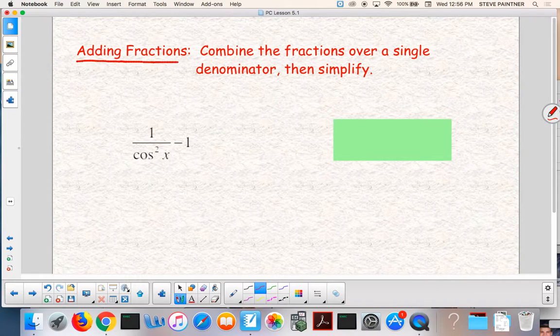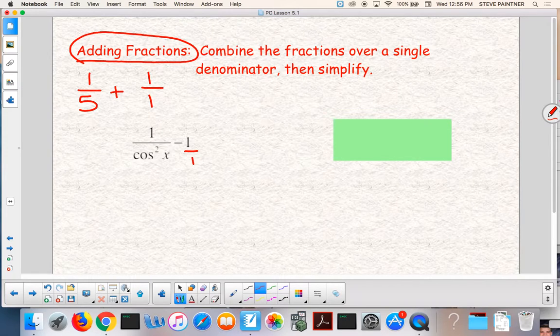Okay, now we've got to do something like this. Add a couple fractions together. Combine the fractions over a single denominator, then simplify. So this is a fraction, 1 over cosine squared, minus 1 over 1. Okay, common denominator. Ready? 1 over cosine squared is like 1 over 5 plus 1 over 1.